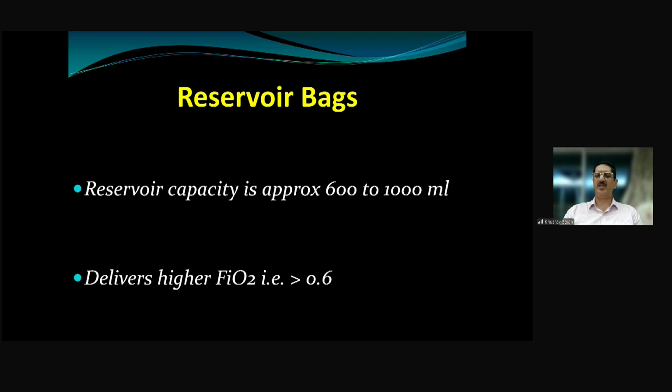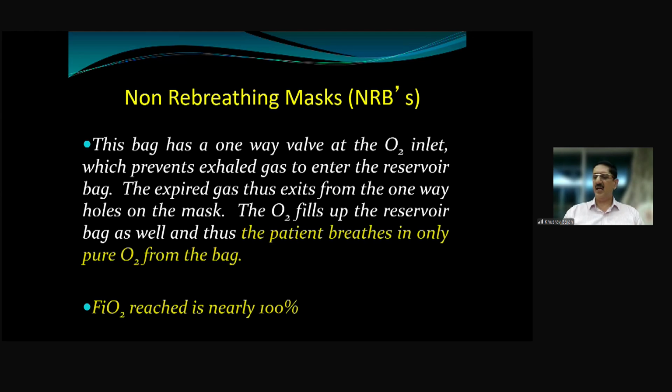Now we are talking of the reservoir bags when we are delivering oxygen. So there is a reservoir bag capacity of 600 to 1000 mL. And because of the reservoir bag, as I told you, FiO2 depends upon that as one part of the 3. It delivers higher than 0.6 FiO2. So whenever the oxygen need is more, we would think of a reservoir bag oxygen. There is a partial rebreathing, but I have never seen it and we don't use it. So I will go straight to the NRBM or the non-rebreathing mask.